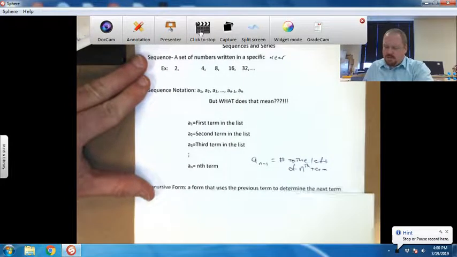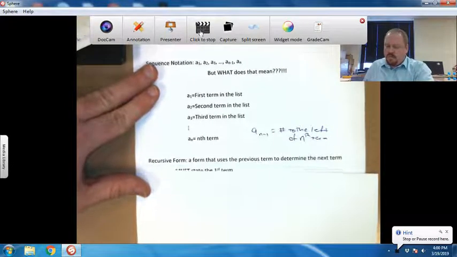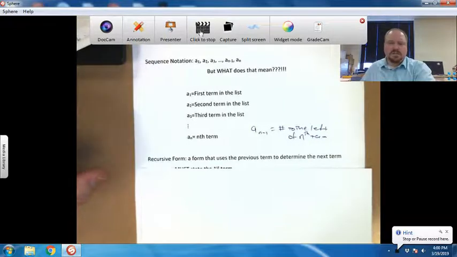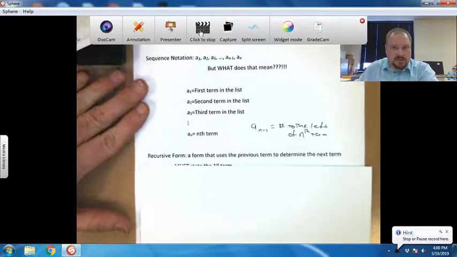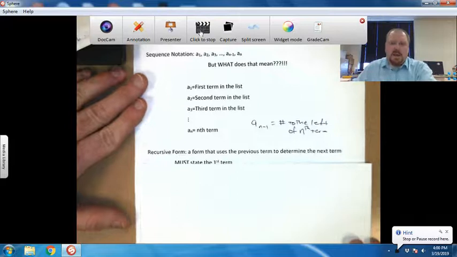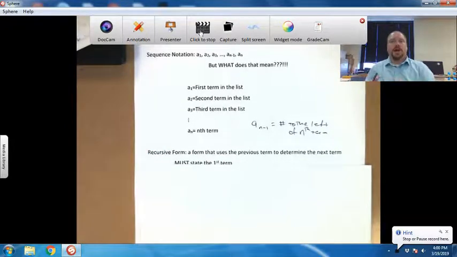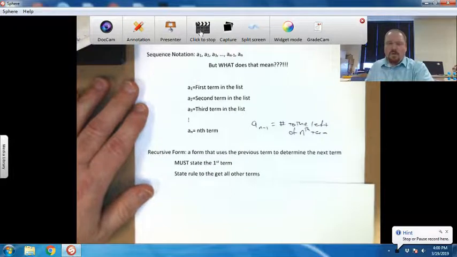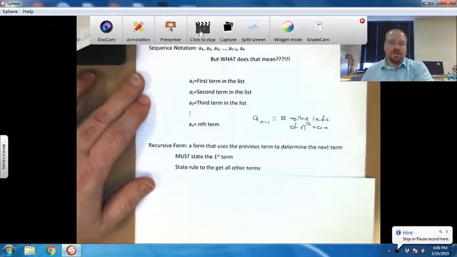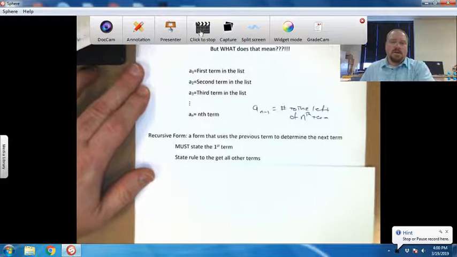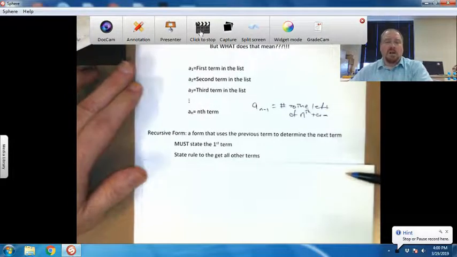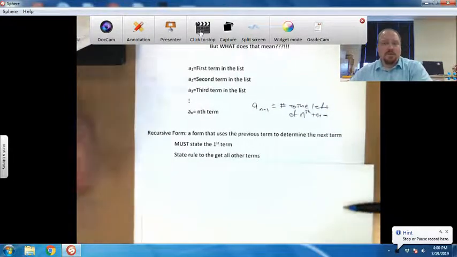All right, so for instance, what we're going to be looking at first is something called recursive form. You've looked at this before. It's just been a while. And it's a form that uses the previous term to determine the next one. So once you know the pattern, you could just add, subtract, multiply, or divide to get to the next number. Okay. So what we have to do is we have to know the first number, okay, the first term. Then we're going to state the rule to get all of the other terms if we're going to be asked to write a recursive rule.